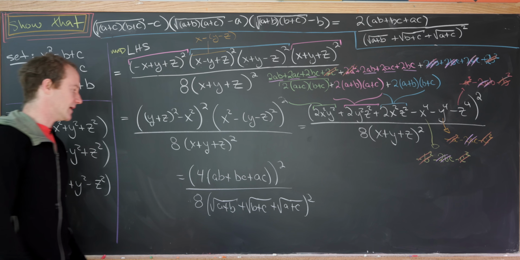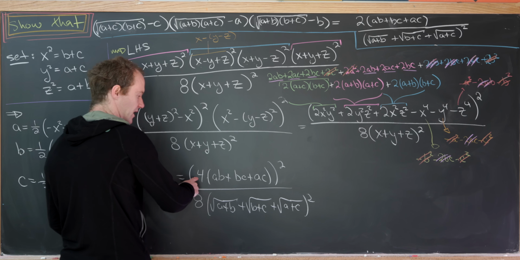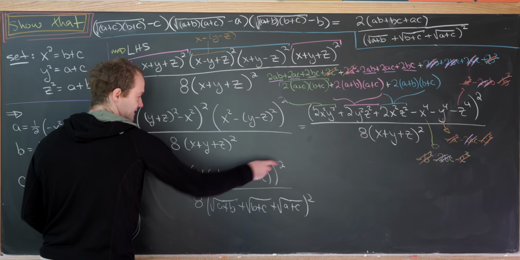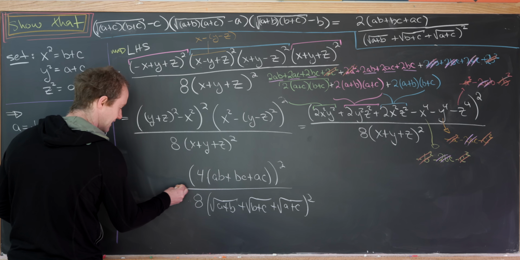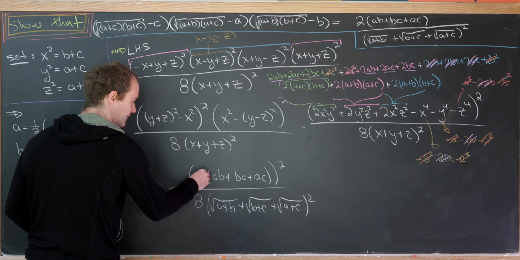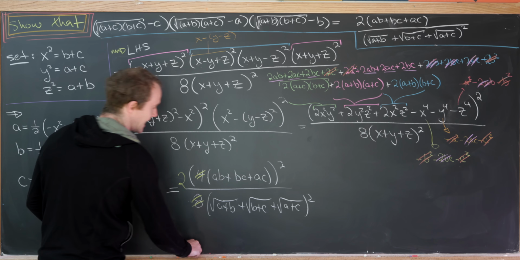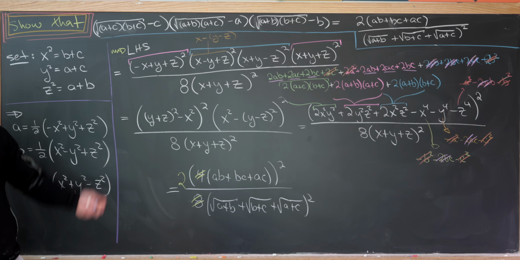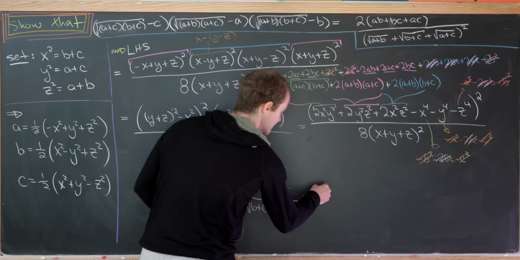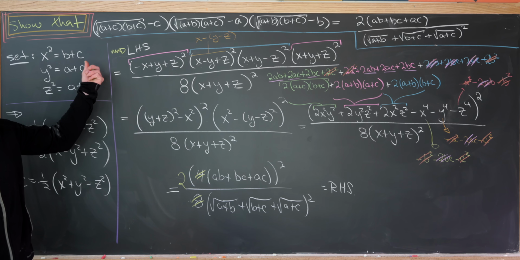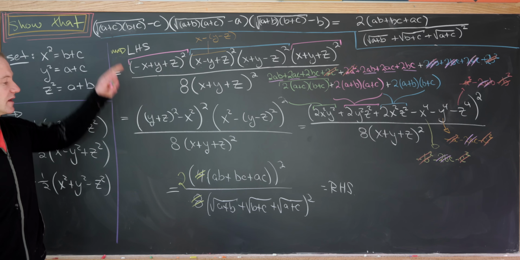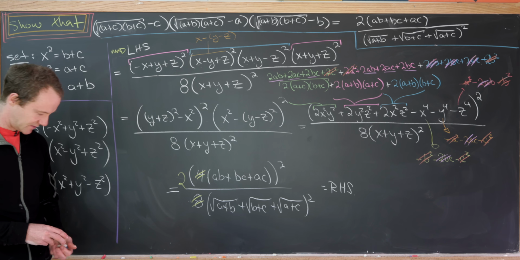Okay, but notice that this 4 squares to 16, and 16 will cancel with the 8 in the denominator, leaving us with a 2 in the numerator, like that, and then we're left with exactly this right-hand side. So this is equal to the right-hand side of our identity. So through this calculation, we've gone from the left-hand side to the right-hand side.